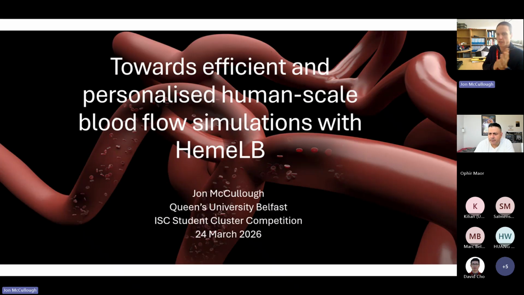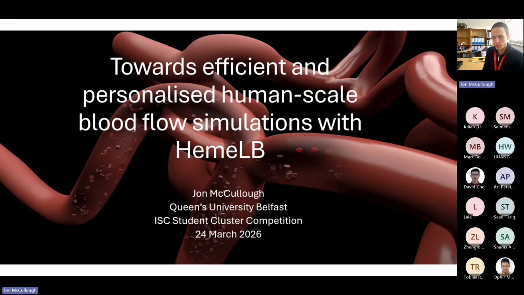There we go. Okay. So today I'll be giving some introduction to the HemeLB code, I guess a bit of background to some of the algorithms behind it, how it's deployed on CPU and GPU clusters, its performance, and some applications that it's being used for.